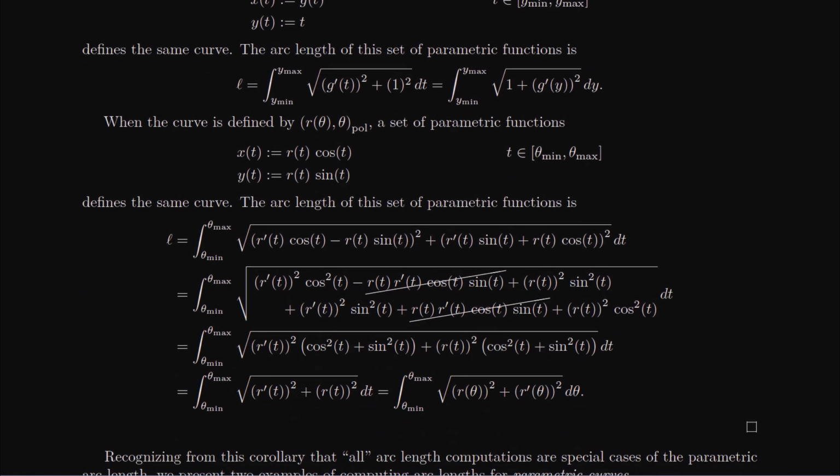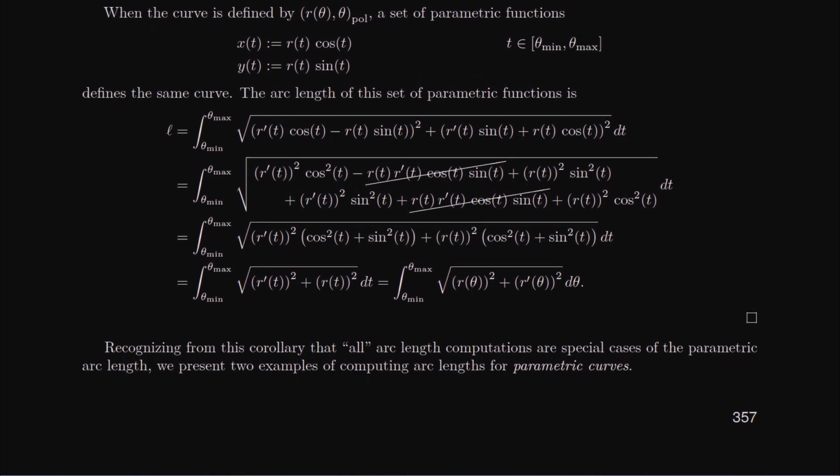I've got proofs of all of these. I think the only interesting one is the polar case. So let's recall that in the polar setting, you can represent a polar curve as r(theta), theta in polar coordinates. You can represent it in Cartesian coordinates, or equivalently parametric curves, by taking the x value of the parametric curve to be r cosine and the y value to be r sine. And then you're basically letting t and theta be the same variable.